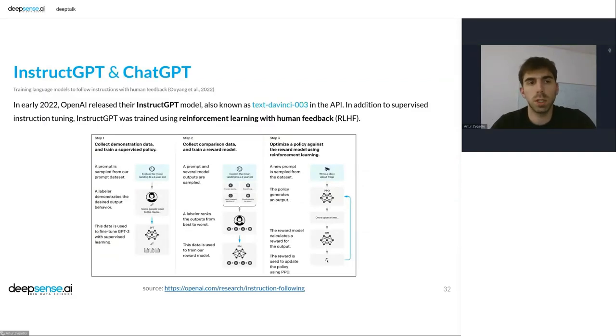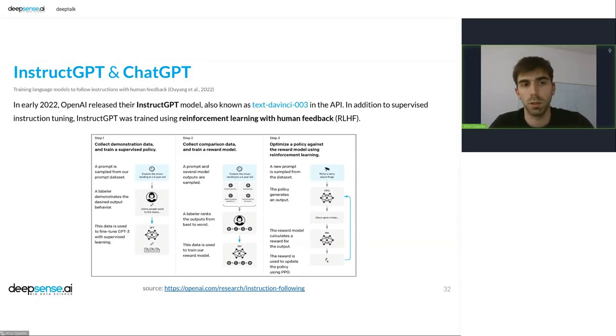Okay, another model, which I haven't mentioned yet, which is also able to follow instructions, is InstructGPT from OpenAI, which was announced in early 2022. You can find this model in their API. It's also known as Text DaVinci 003. It's a very powerful model and also a quite expensive one. And let me tell you how it was trained.